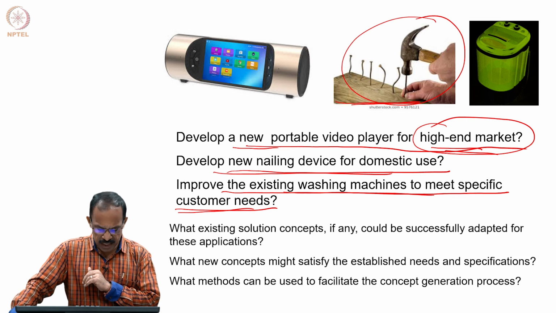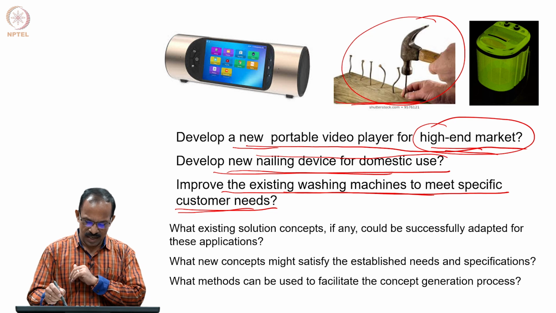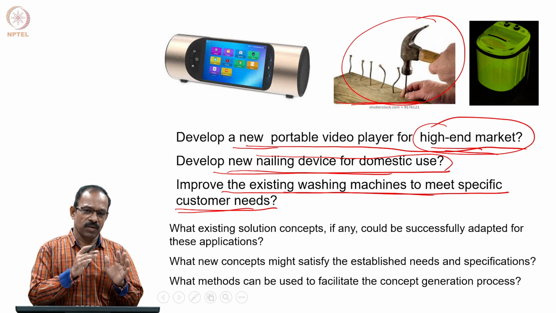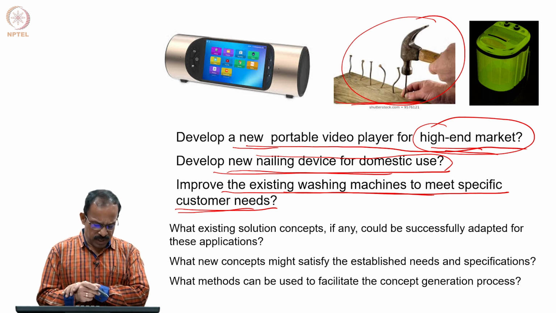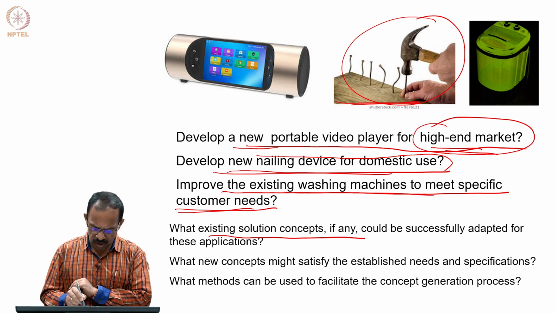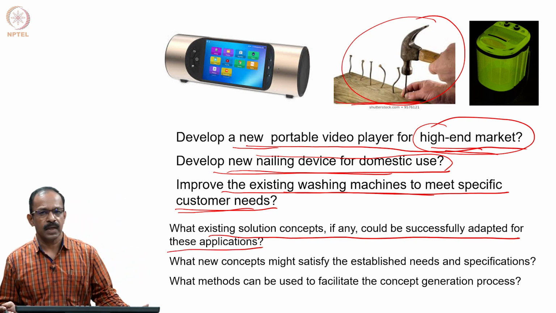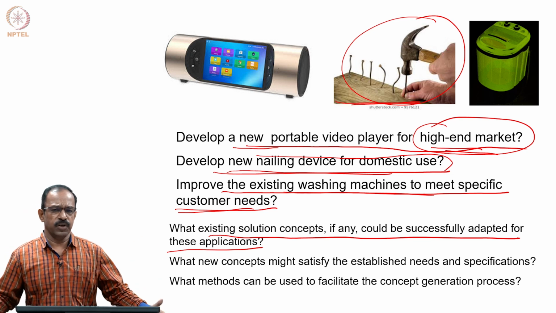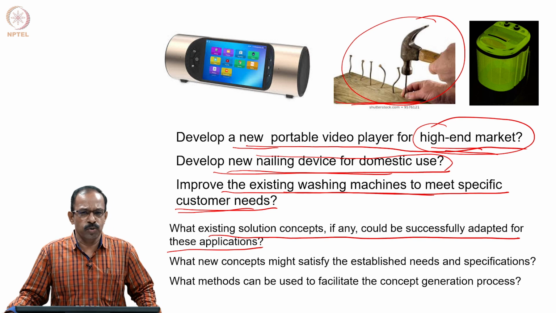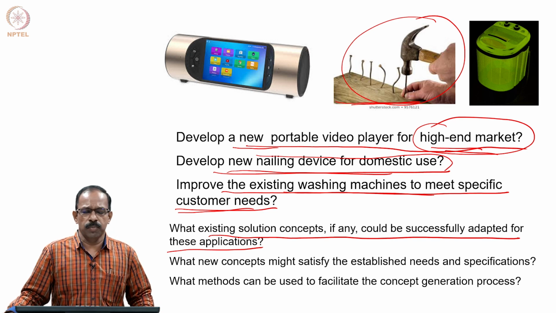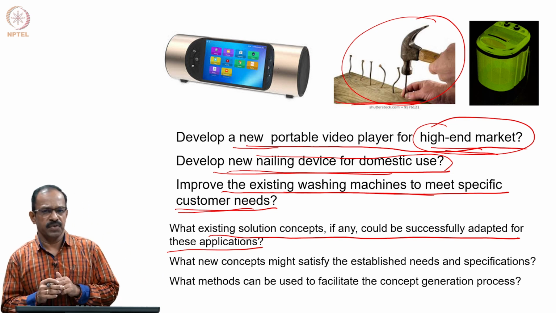So, now let us take this example of the nailing device and see how we can go from one stage to the next stage in the design process. But most of the time we need to look at what existing solution concepts, if any, could be successfully adapted for these applications. It is not that you need to have everything new, as I mentioned. It is not possible to have everything completely new in any product, and no product will be 100% completely new. There will be a lot of things which people adapt from different fields.